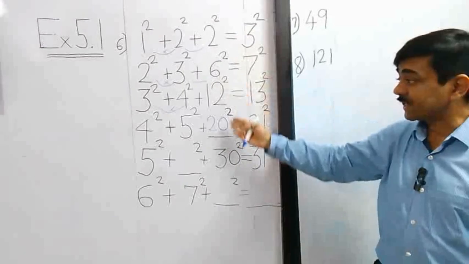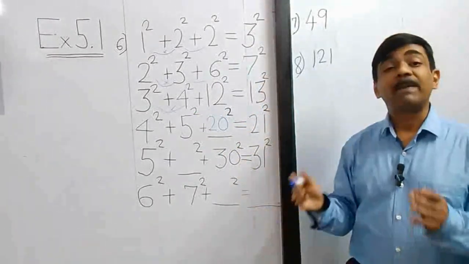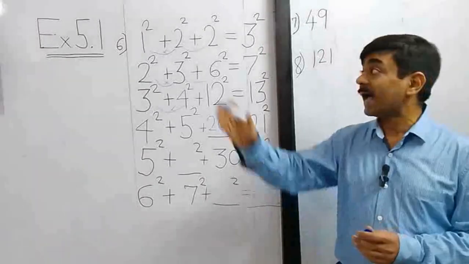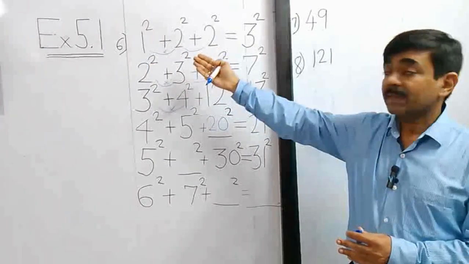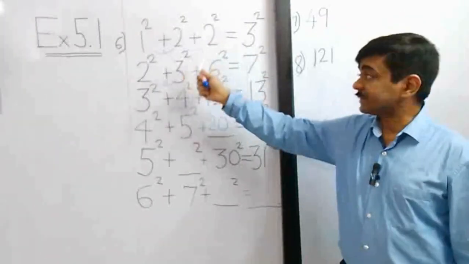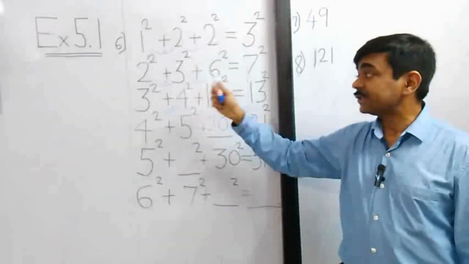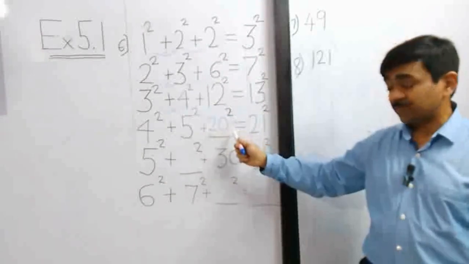The third digit on the left hand side is derived by multiplying the first digit and the second digit. You can see the first number and the second number give the third number. 1 into 2 is 2. 2 into 3 is 6. And 3 into 4 is 12. Similarly, we got 4 into 5 is 20.